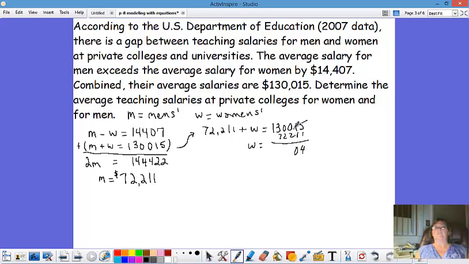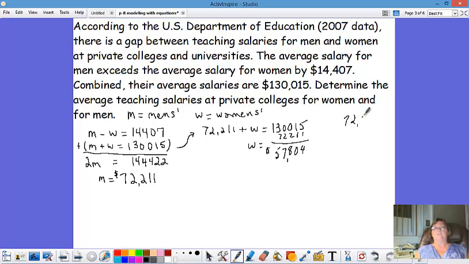1 minus 1, 0. Borrow. 10 minus 2 is 8. 9 minus 2, 7. We've borrowed from here. 12 minus 7, 5. According to this, the average woman's salary should be $57,804. I want to just do a quick check and make sure that that's true.